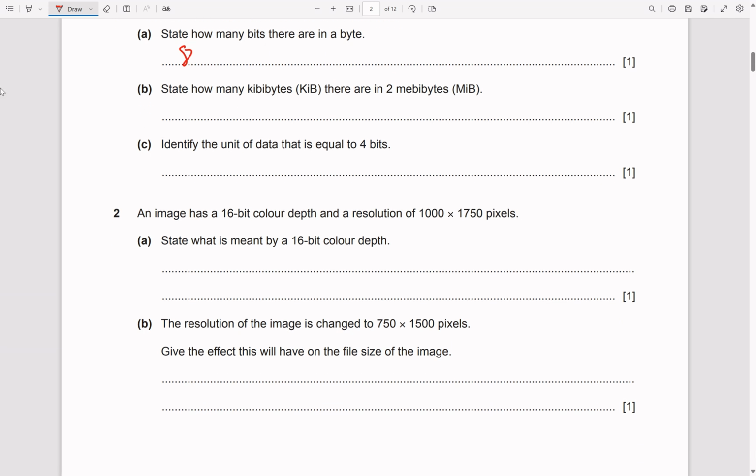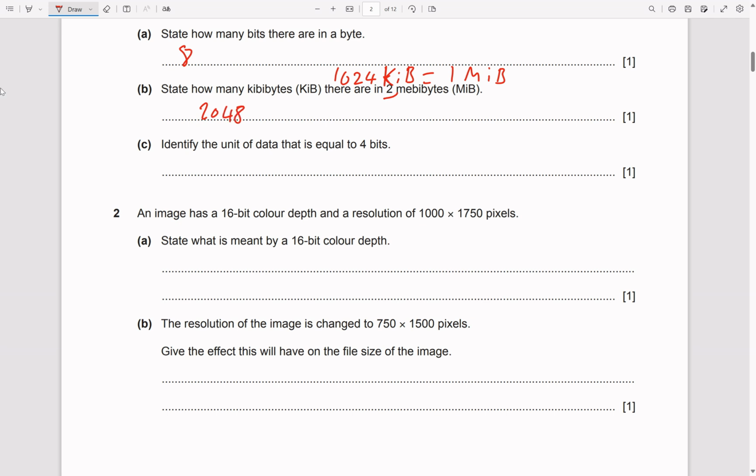Right, then we want to state how many kibibytes, so KiB, there are in 2 mebibytes. So let's think, if we have 1 mebibyte, then we say that 1024 kibibytes, right? So KiB, maybe make it a big K. That's going to be equal to 1 mebibyte. Therefore, of course, if we want 2, well, that's going to be 2048. Okay, just multiply it by 2.